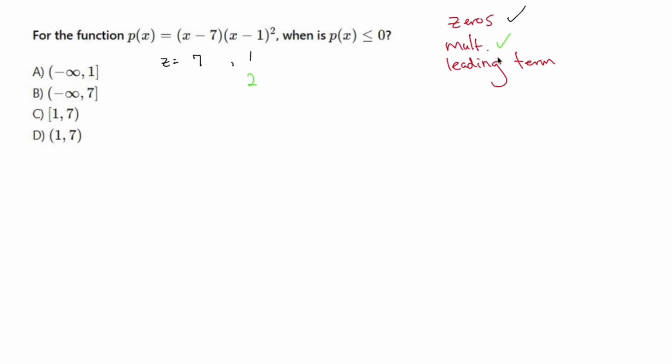Now what I also notice is my leading term is going to be x times x times x. Why did I underline this twice? Because that parentheses is being squared. So I have an x times a parentheses times another parentheses, so x, x, and x are going to give me a leading term of positive x cubed, with an invisible 1 coefficient. So this is what this tells me.